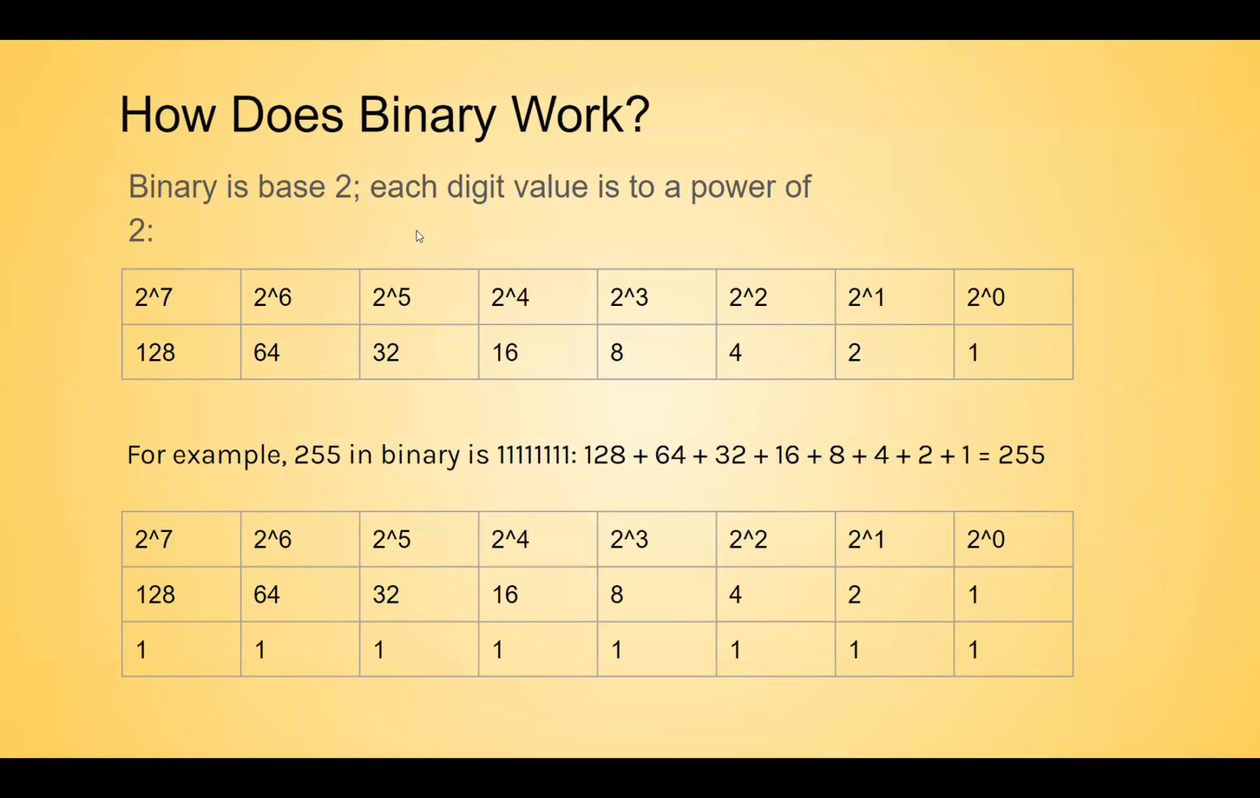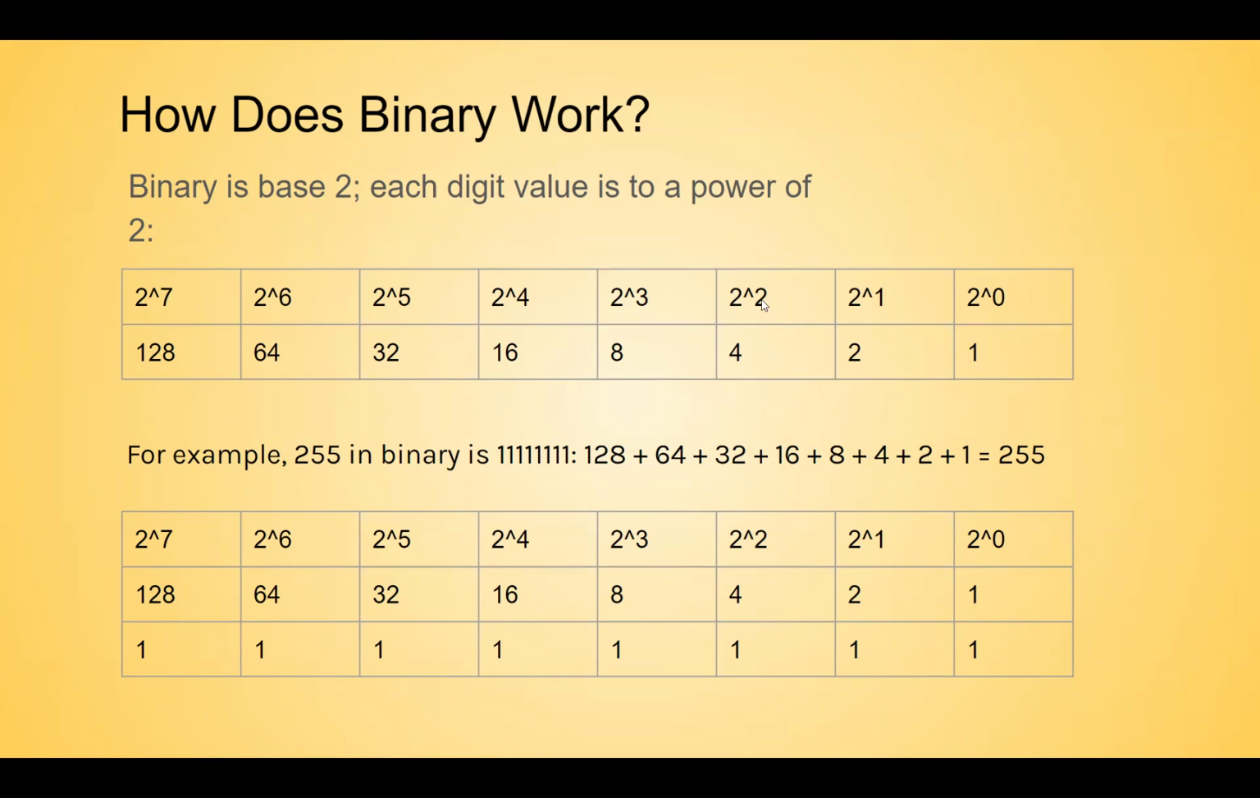How does binary work? Binary is base 2, so each digit is a power of 2. If you compare this to the decimal system, this would be the ones place, this would be the tens place, and this would be the hundreds place. But since this isn't decimal, there aren't ones, tens, and hundreds. Instead, each digit value is a power of 2. So this first box is 2 to the power of 0, the next one is 2 to the power of 1, and then the next ones are 2 to the power of 2, 3, 4, etc.